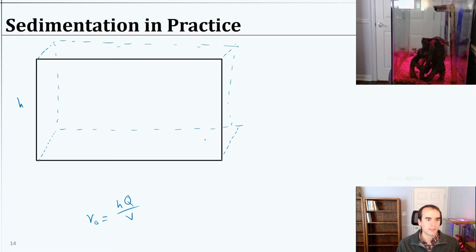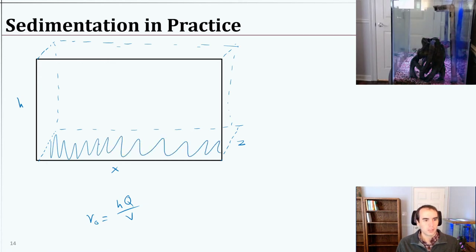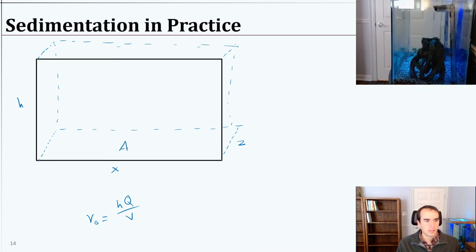So if we're looking at this system where we have x here, h there, and I guess we'll just say z here, in that direction, essentially we want to take a look at this surface area down here, because this surface area is going to end up being important. So we'll say area here equals x times z, the way I've drawn it. And this is the surface area that we're looking at.